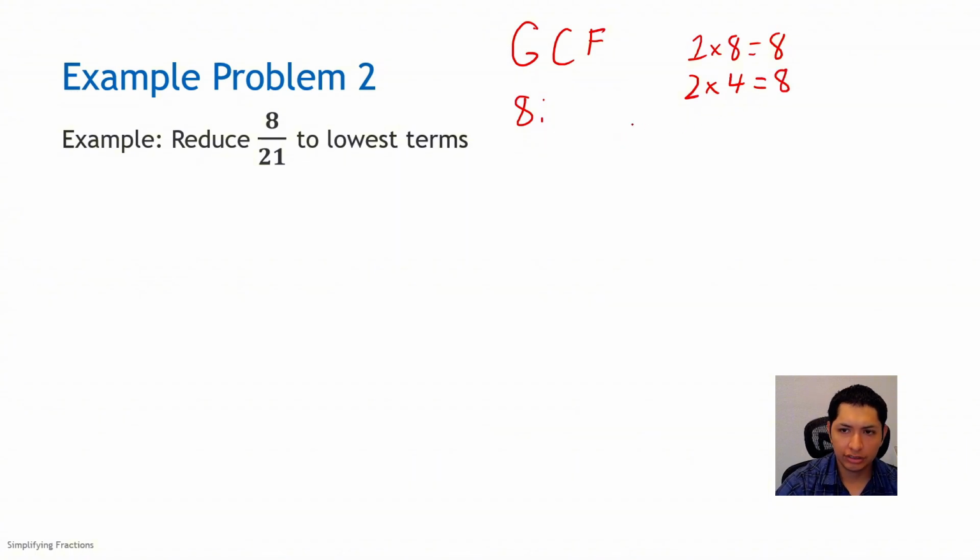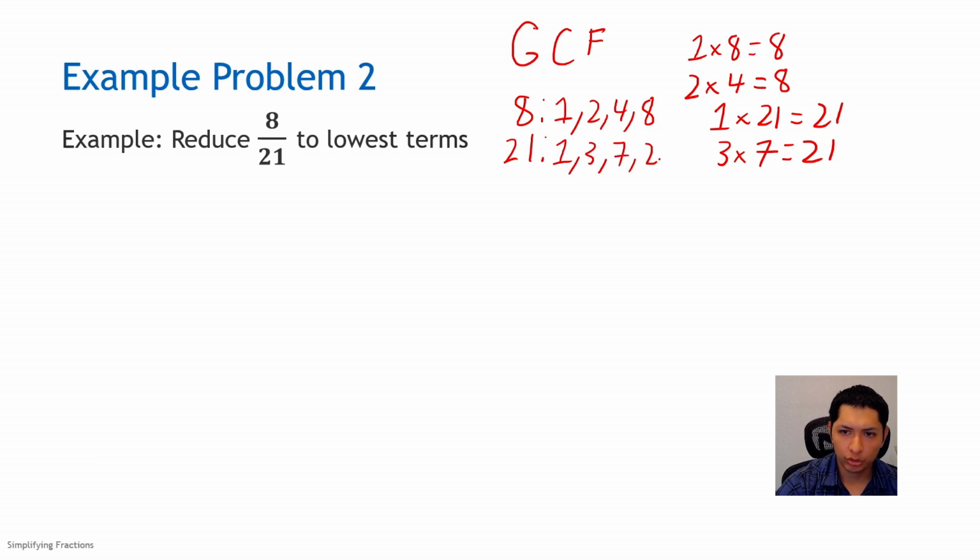And that is it. Those are all the numbers that are factors of 8: 1, 2, 4, and 8. Looking at the same thing with 21, we have 1 times 21 as factors. And we actually just did this one in the previous problem, so we know that the only other factors that we can use for 21 are 3 and 7. So we have 1, 3, 7, and 21.